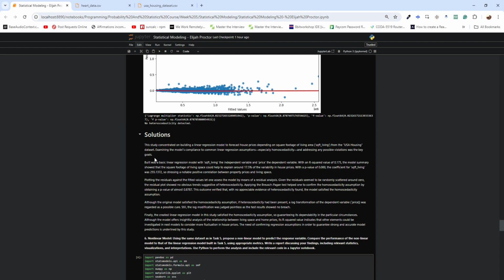So in conclusion, the model reliably predicted house prices based on square footage under the specific conditions tested. However, the very small R-squared value suggests that future models could include additional factors to better explain the variability in house prices. Our study highlights the importance of checking and confirming assumptions to ensure accurate and reliable model predictions.